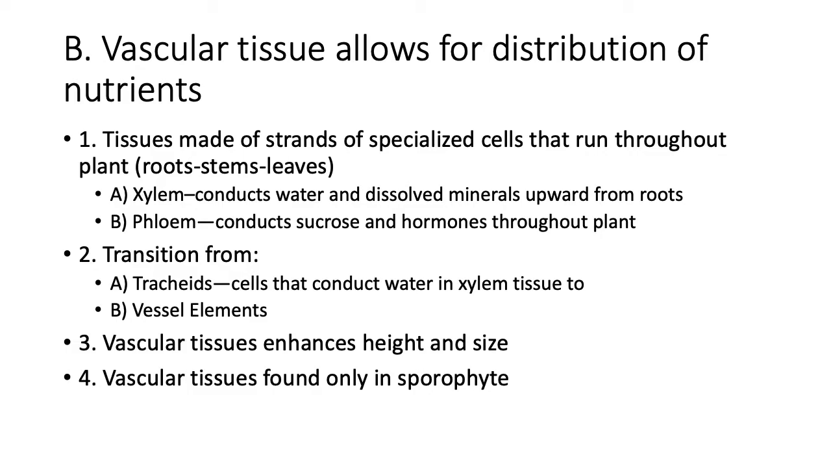In the next couple sections, you'll see us transition from tracheids, which are cells that conduct water in xylem tissue, to vessel elements, where we throw in phloem and a few other specialized cells like sieve tubes, and there's another type of cell that I can't think of, but it happens in seed plants. So now that we have vascular tissues, our plants can grow in height as well as size. And another thing is that these vascular tissues are only found in the sporophyte, not the gametophytes.